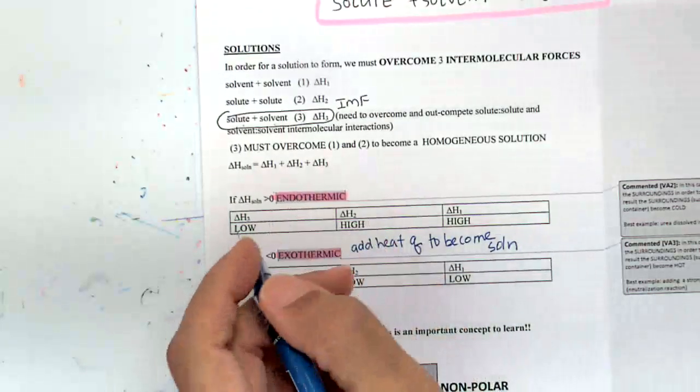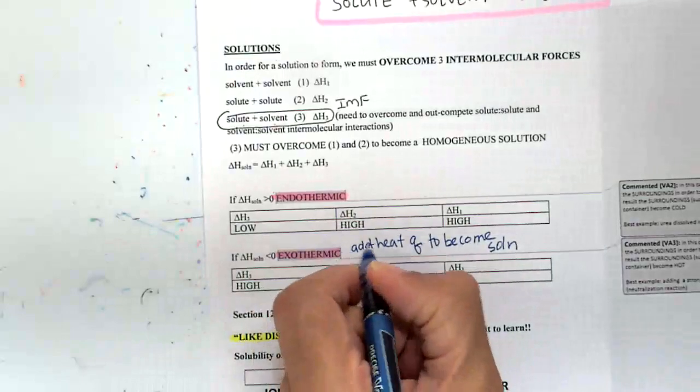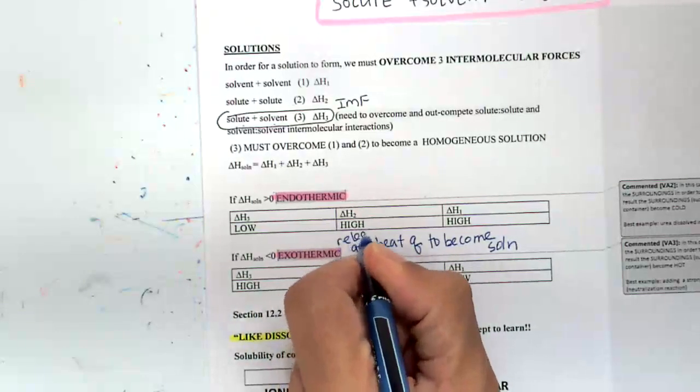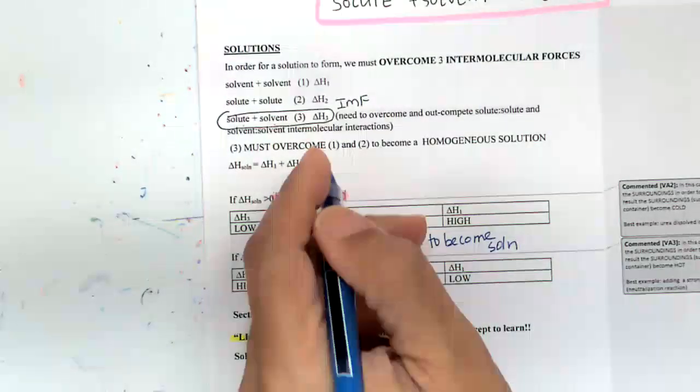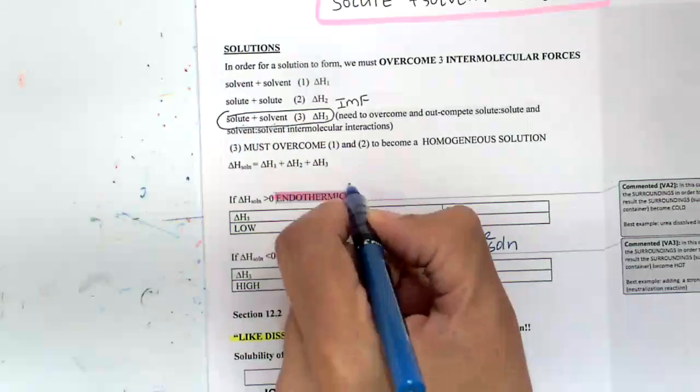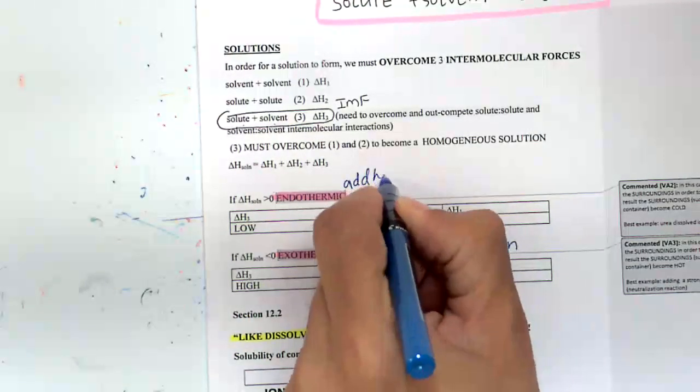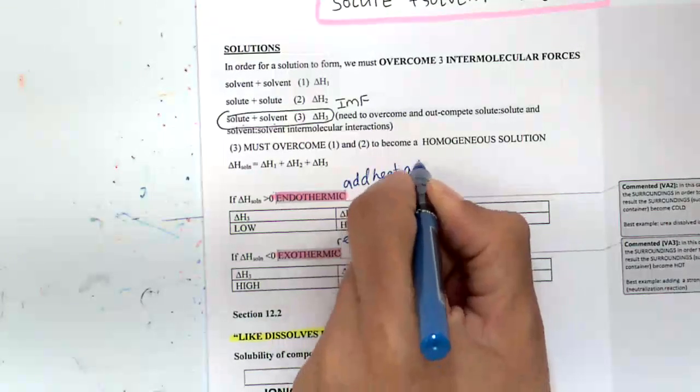Or sometimes it requires heat, Q. An exothermic will release heat, Q. An endothermic, you have to add heat, Q, to become a solution.